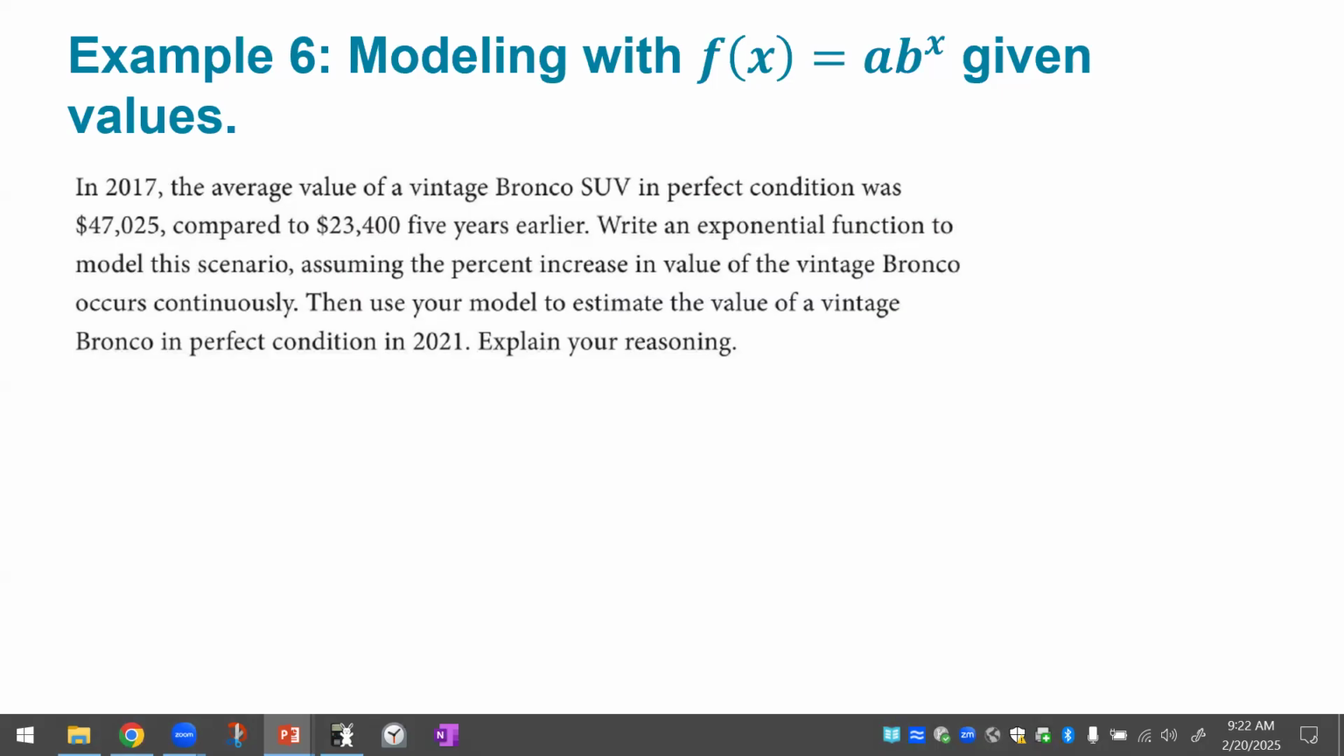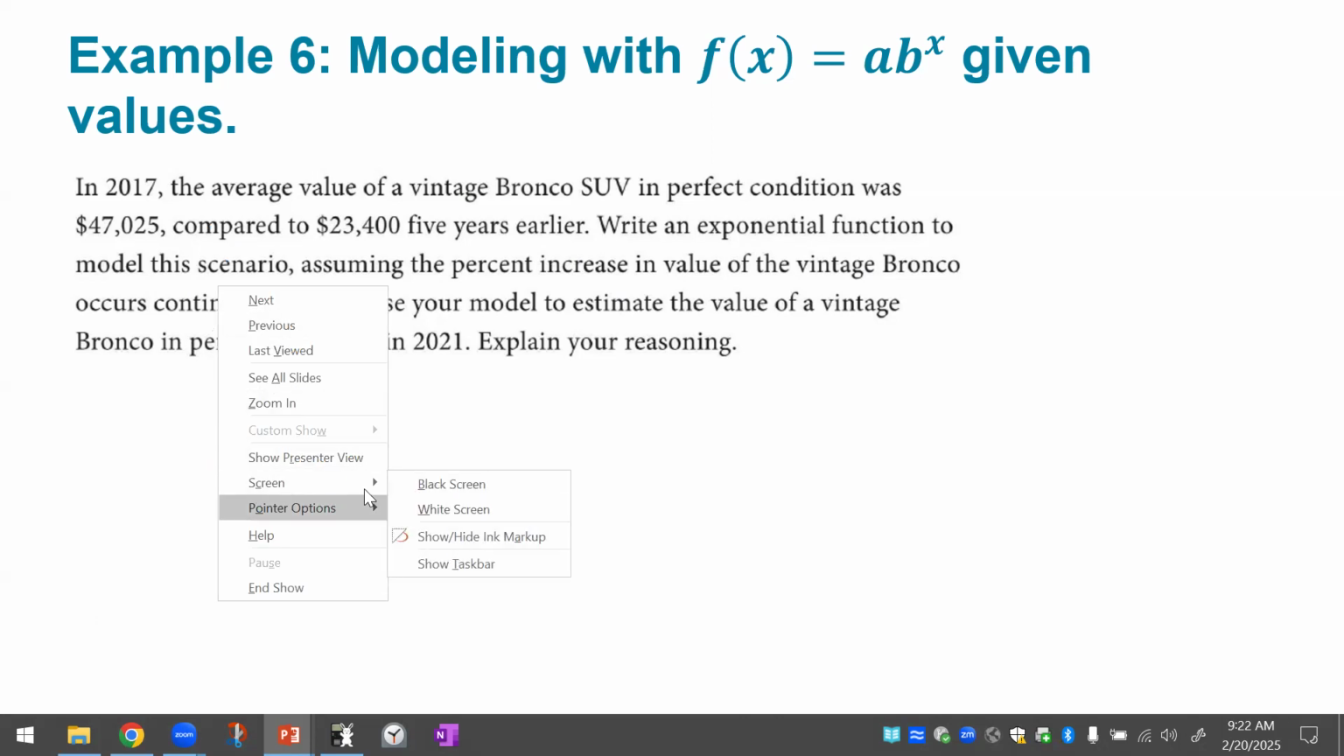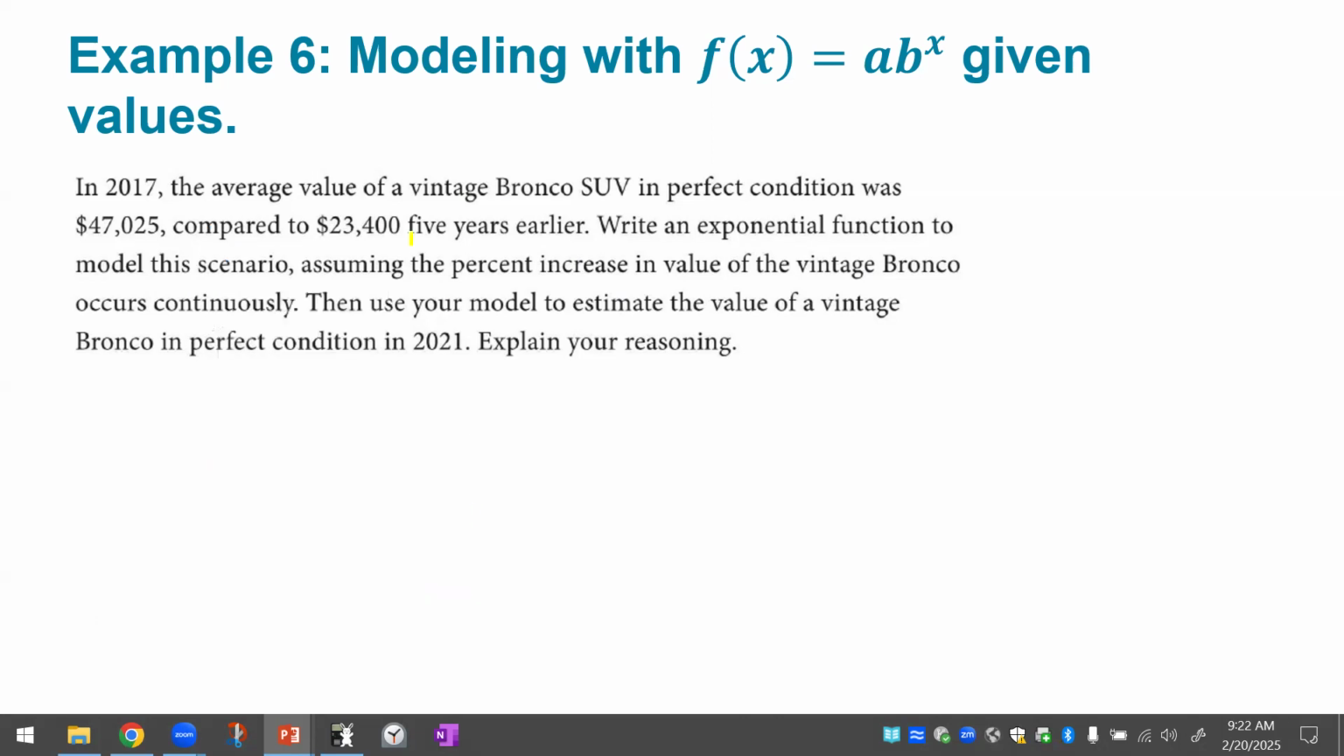Okay. So first we're going to mark our text and we're going to then create a table from what we got. So we have in 2017, it was worth 47,025. 5 years earlier, it was worth 23,400.